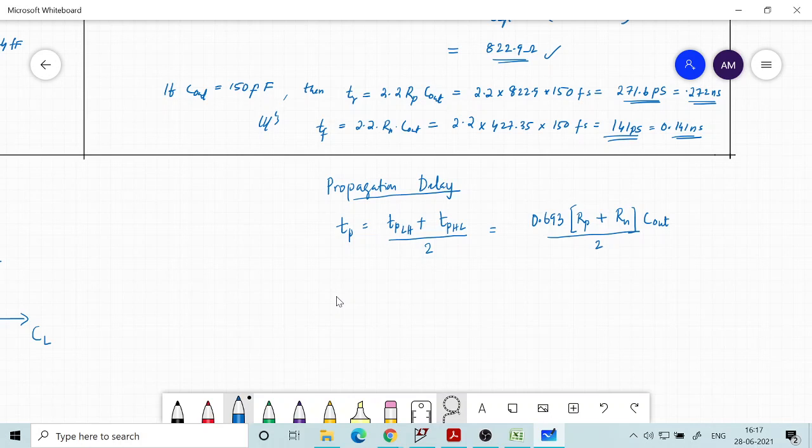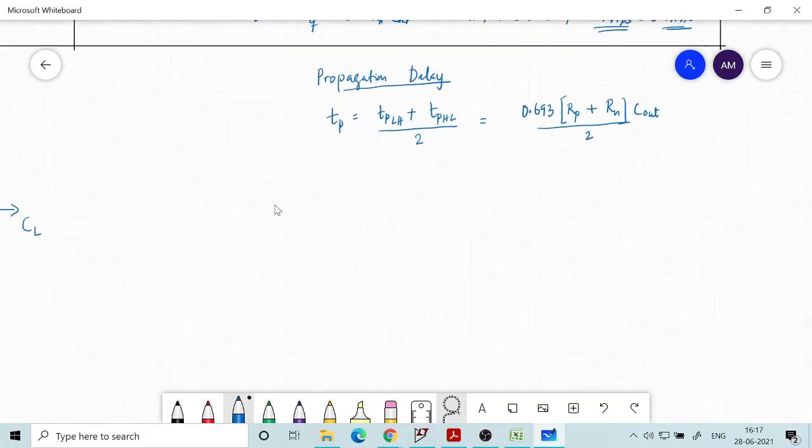Then the average. So add the two propagation delays, low to high and high to low, where the propagation delays are calculated with respect to 50%. That is why I am taking 0.693.